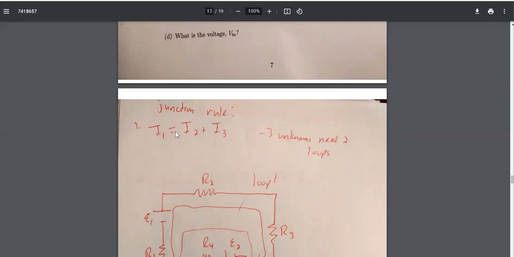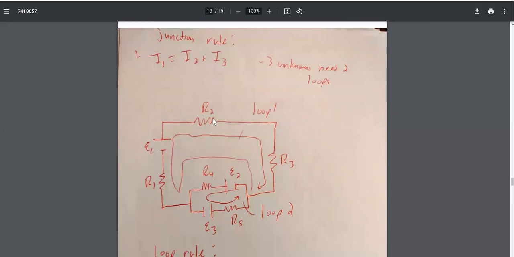Okay. And so we have three unknowns. We don't know I1, we don't know I2, and we don't know I3. So we have three unknowns, which means that we'll need two more equations to solve this. Okay. So that means I have to pick out two loops.